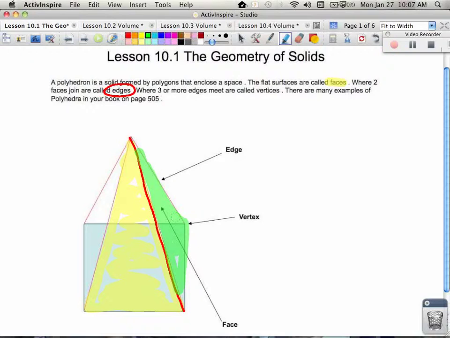And then we also have vertices, and that's where three edges are coming together, or more. So we have vertices. Singular is vertex. Here's another example down here. We have edges. One of the examples, the one I used, was where the two faces were coming together, the yellow and the green. And we have the faces, one highlighted in green and one highlighted in yellow.